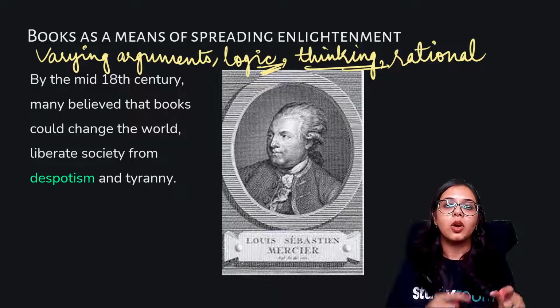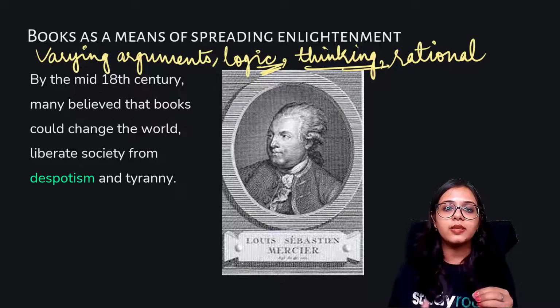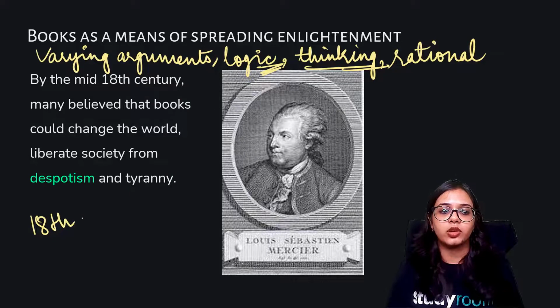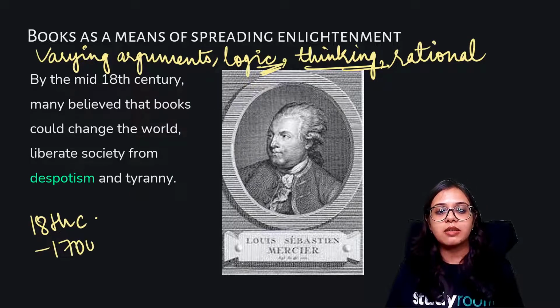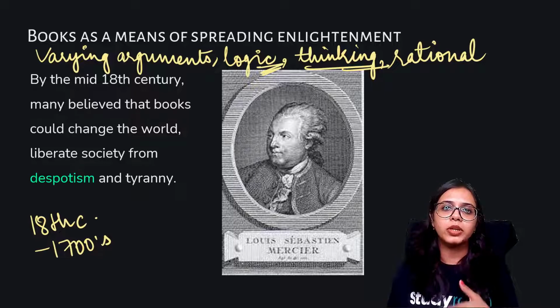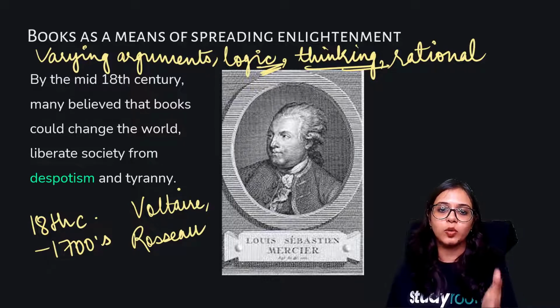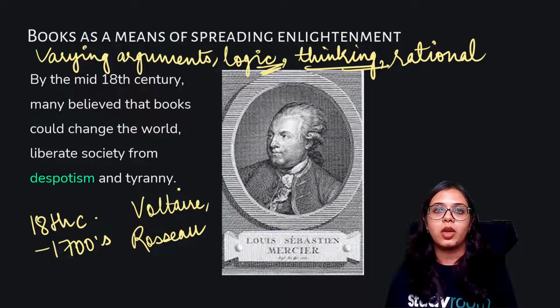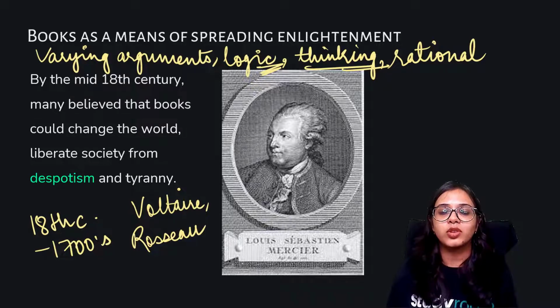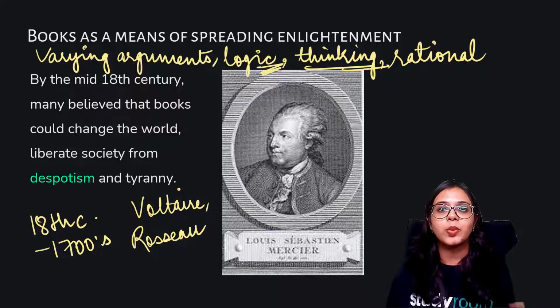All these shifts or modes started cropping up, especially during the 18th century, or in other words, the 1700s. So towards the beginning or mid, this was developing slowly and gradually. Writers such as Voltaire, Rousseau, and one more writer, you can see here his poster, Louis Sebastian Mercier.